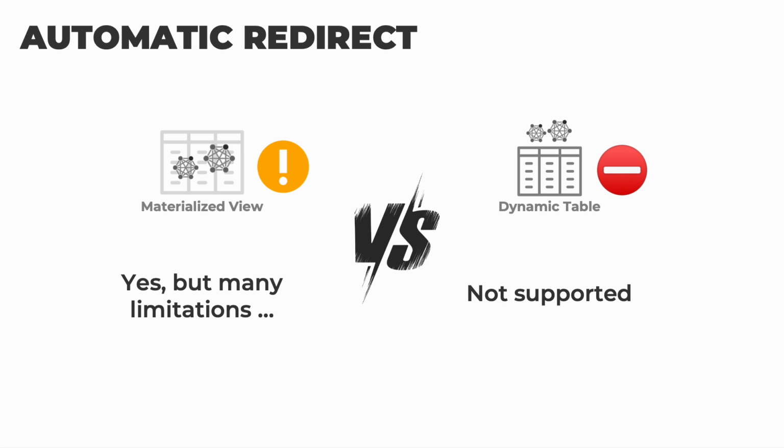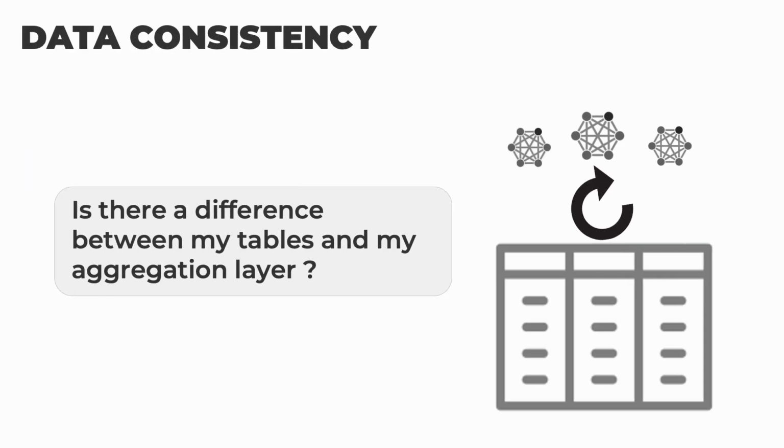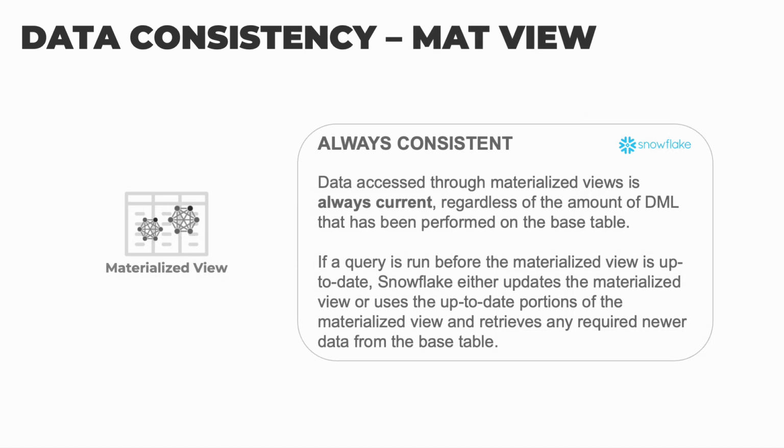Now let's talk about data freshness. The functional question is: is there a difference between the data in my table and the data in my aggregation layer? Or, put another way, when I send an SQL query, will I get the same response if I query DT1, DT2, MV1, MV2, or my source table? You could also call it data consistency. As for MVs, once again, Snowflake's documentation is crystal clear. SQL queries executed on an MV will all have the exact same answer as calling the source table directly.